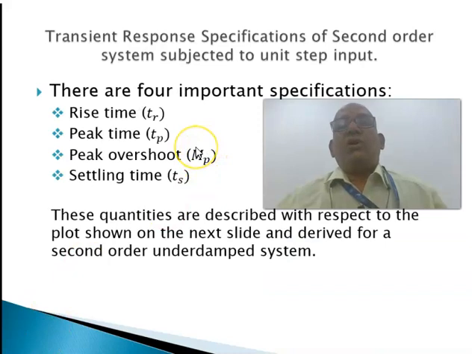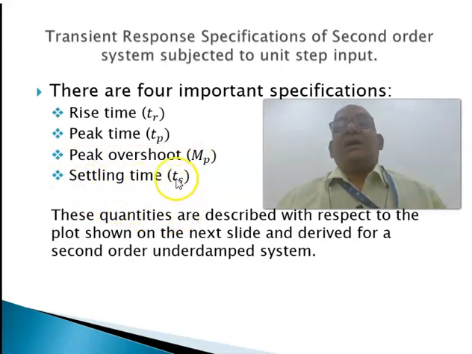There are four terms associated with the description of transient response of a second order underdamped system, and those are rise time indicated by T subscript R, peak time T subscript P, and peak overshoot M subscript P. Very many times we specify percentage peak overshoot, that is overshoot divided by steady state value multiplied by 100, which we call percentage peak overshoot.